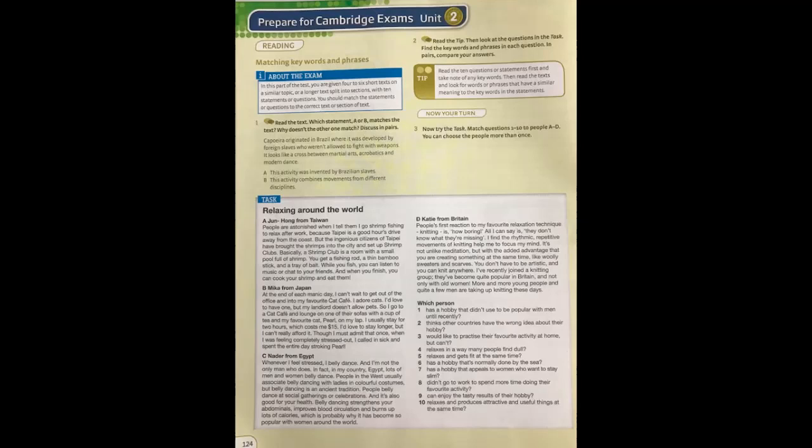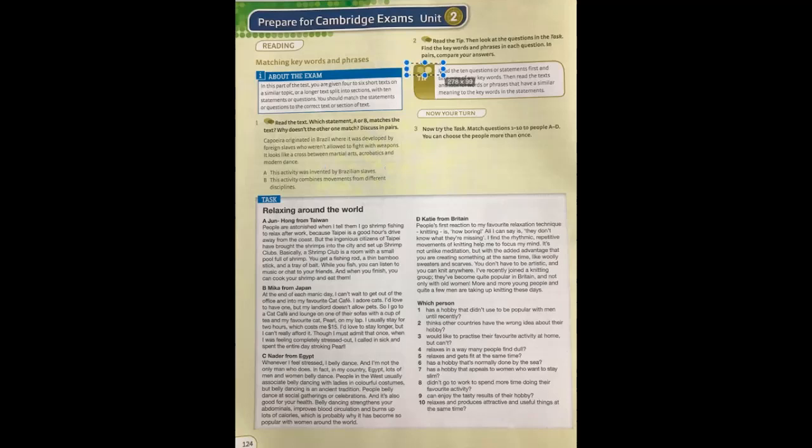Then in exercise 1, before you do the task, you have to read this short text about capoeira and then decide if A or B matches the text and why the other one doesn't match. Okay, not only decide which one matches, but decide why the other one doesn't match.